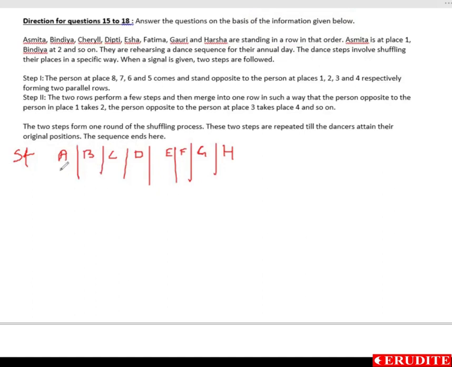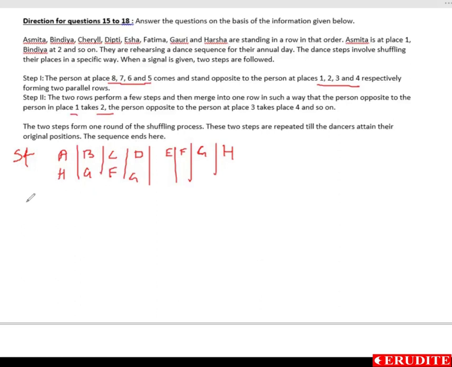H is coming in front of A. G is coming in front of B. F is coming in front of C. And E is coming in front of D. Positions 8, 7, 6, 5 come and stand opposite to 1, 2, 3, 4. Step 2: the person opposite to the person in place 1 takes place 2.